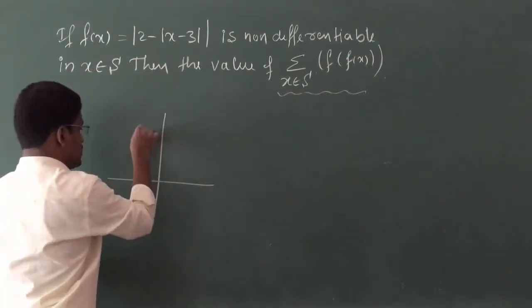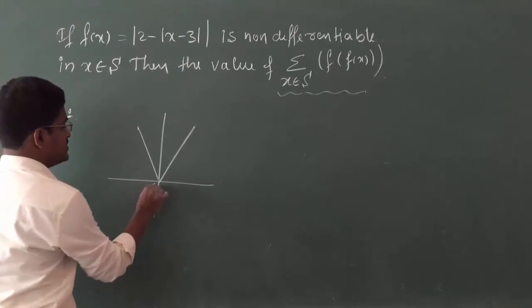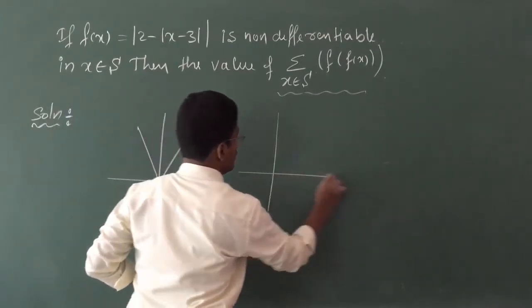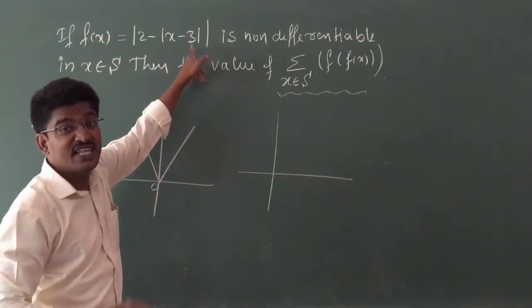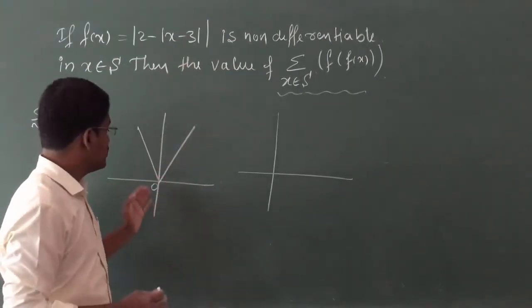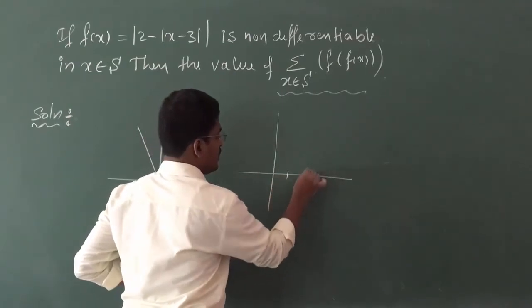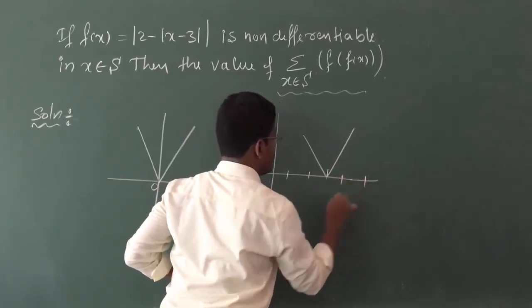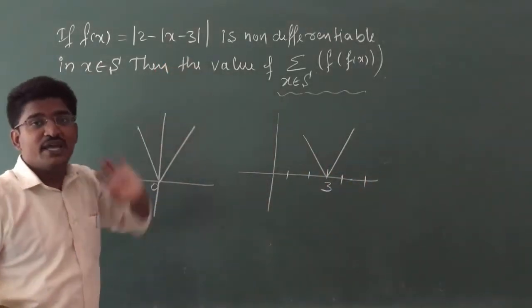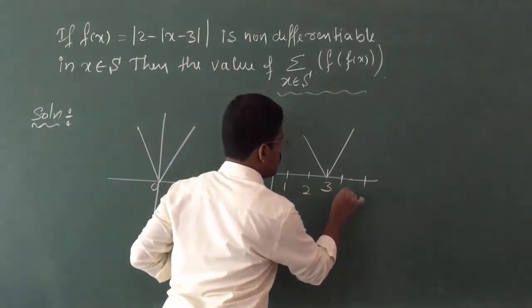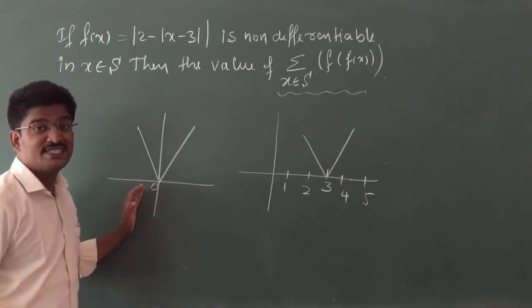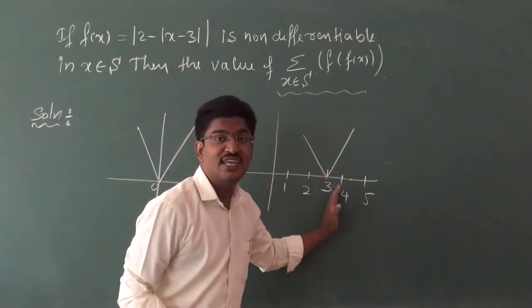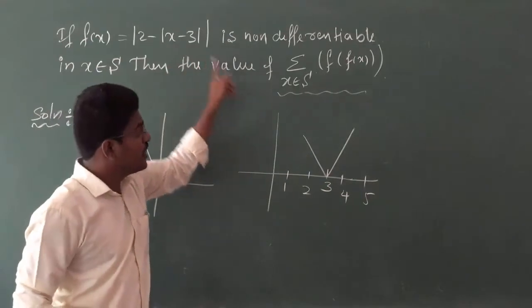First, see, this is mod x, mod x is 0. This is the graph. Next, mod x minus 3. They are going 3 units away from 0. Clear? That means 1, 2, 3. This is your mod of x minus 3. Clear? So 1, 2, 3, 4 and this is 5. This was mod x. They are going 3 units away from 0. That means x equal to 0, they are going away 3 units. This is your mod of x minus 3.